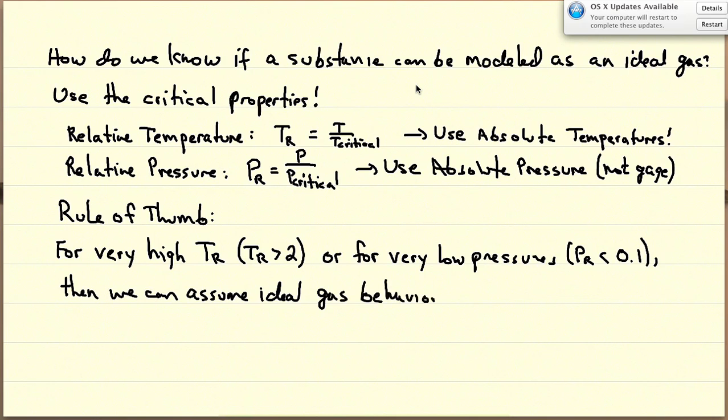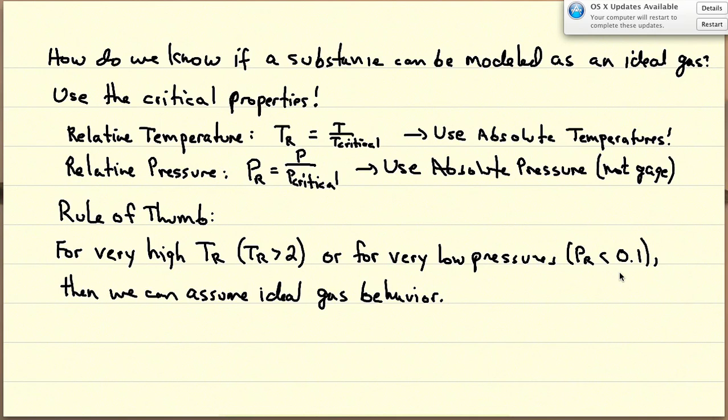Okay. Now, the thing is that we may have a combination of the two, right? In other words, if you satisfy one or the other condition, TR greater than 2 or PR less than 0.1, they don't both have to be satisfied. It's just one or the other that has to be satisfied. Then you can assume ideal gas behavior.